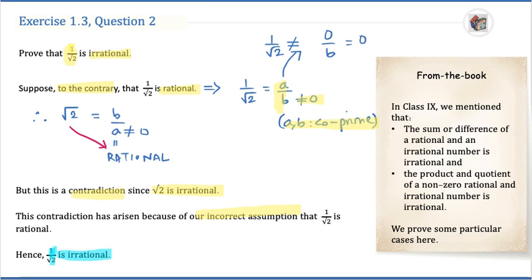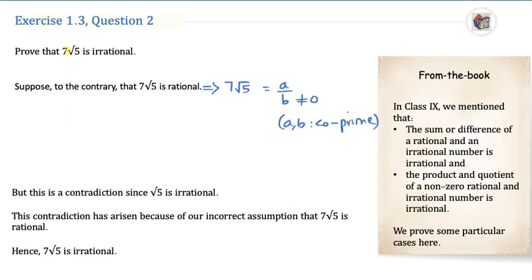Let's go to part B now. Okay, here we go. We have to prove that 7 times root 5 is irrational. Same thing again, suppose to the contrary that this is rational. Then it can be written in the form a by b, integers a and b is not 0, and a and b are co-prime. From this again, I will find the value of square root of 5, which will be equal to a over 7b. Now if b is not 0, then 7b is also not 0, and a and b are integers. So this again is written in the form of a rational number.